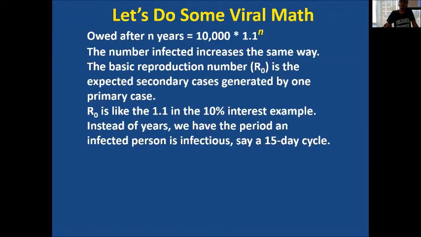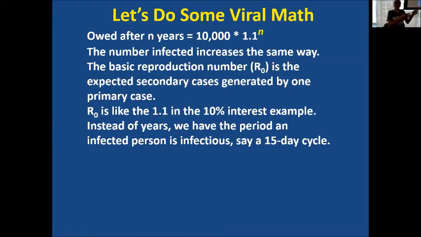So instead of years, though, what we want to work with is the cycle time. How long is a person contagious or infectious? Now, we generally assume that for this particular virus, COVID-19, there is a 15-day infectious period, right? If you want to quibble whether it's 15 days or 13 days or 17 days, just for the sake of the talk here, we'll assume it's a 15-day cycle. So that means we can think of the number of people infected growing just the same way as money in the bank grew.